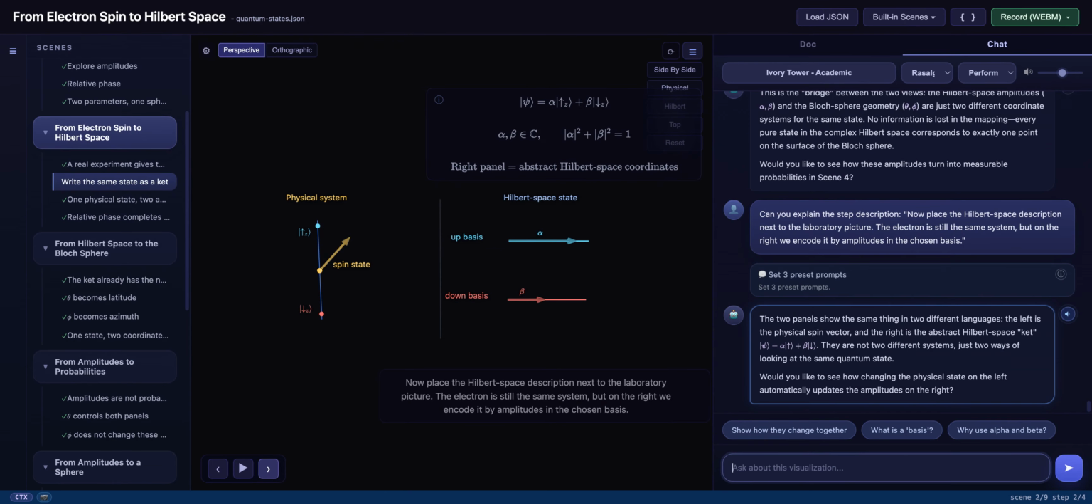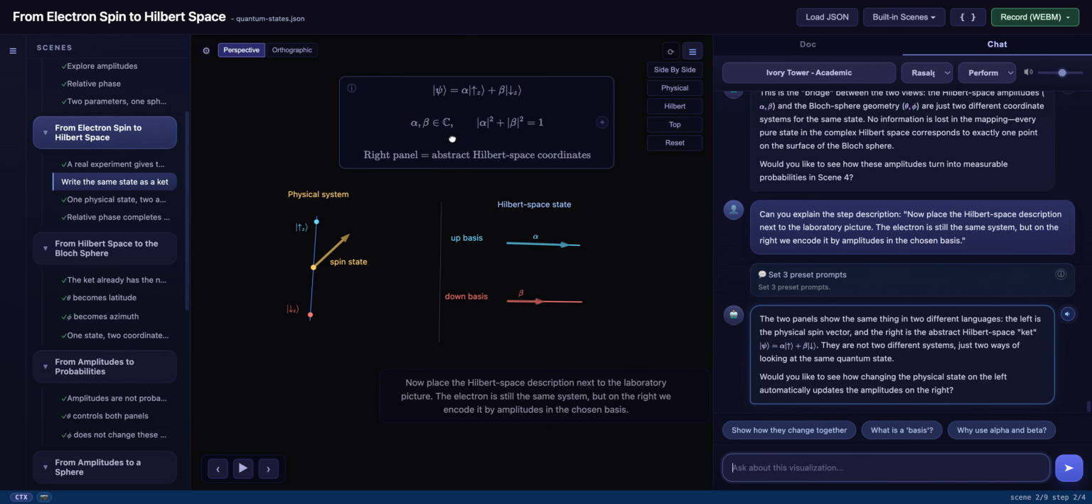Observe the visual display, divided into two distinct panels. These panels, though seemingly disparate, portray the self-same entity, merely couched in differing linguistic forms. The sinistral panel, that is, the one situated on the left, illustrates the physical spin vector.